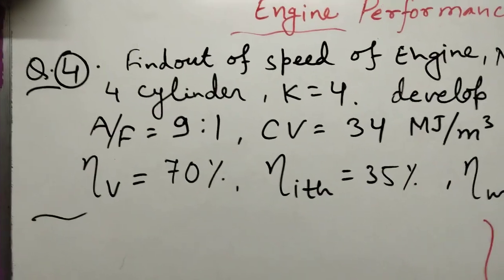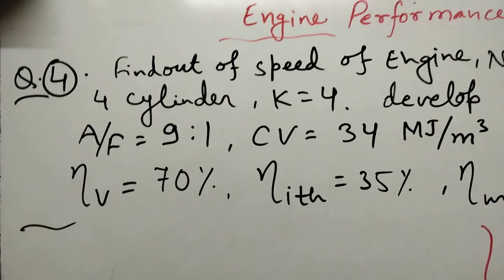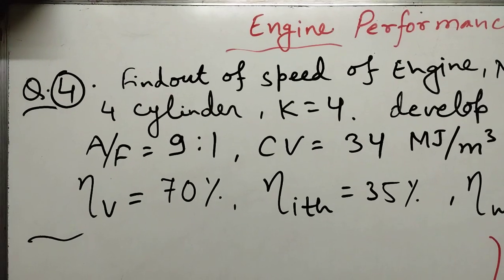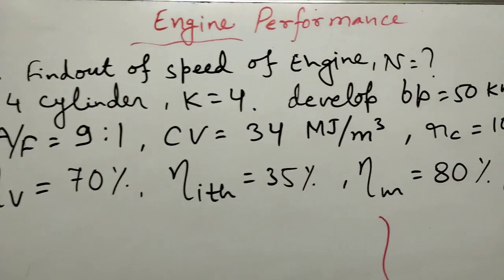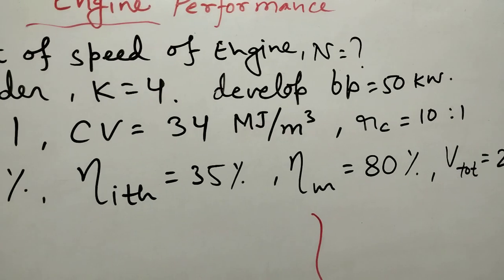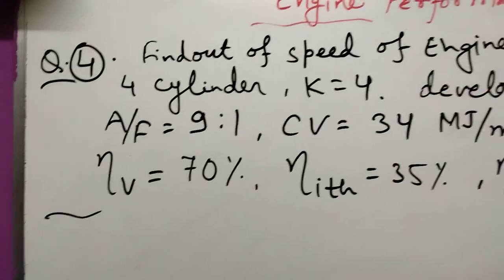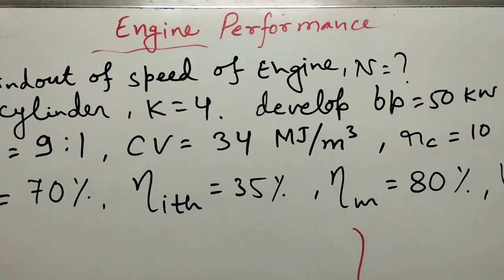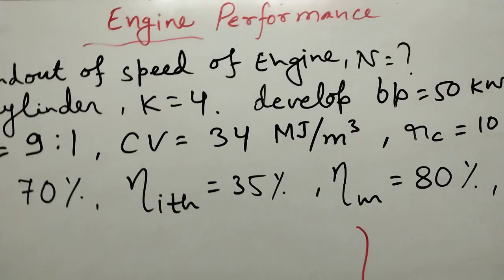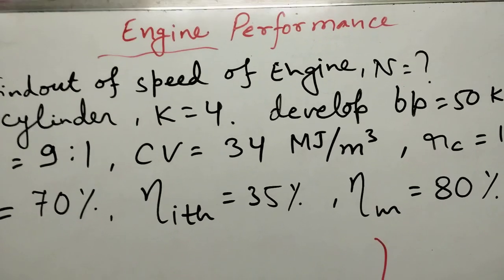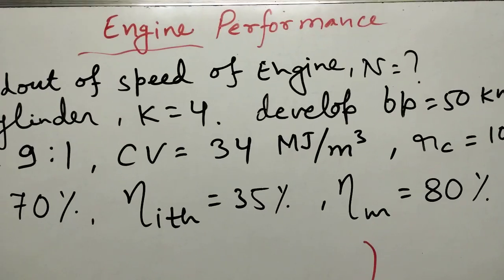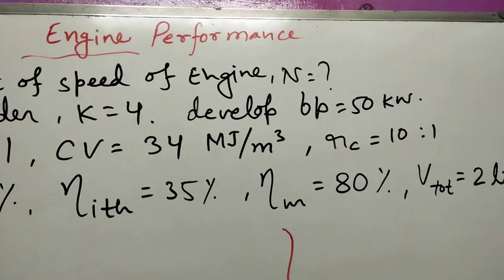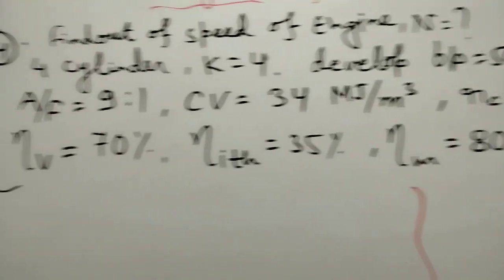Question number 4. The data is given. The engine having 4 cylinders, therefore K value is 4. The engine developed brake power is 50 kilowatt. Air fuel ratio 9:1. Calorific value of fuel 34 megajoule per meter cube, that is 34000 kilojoule per meter cube. Compression ratio 10:1.